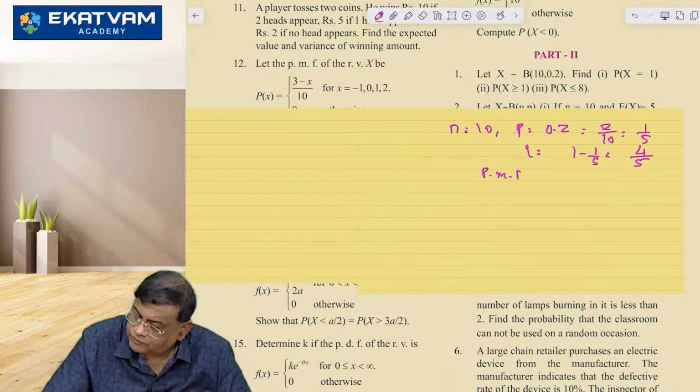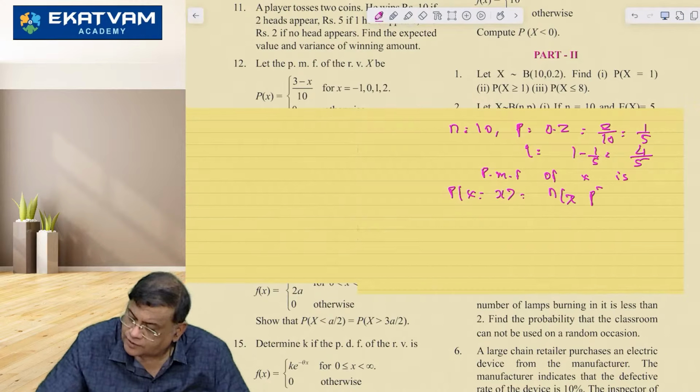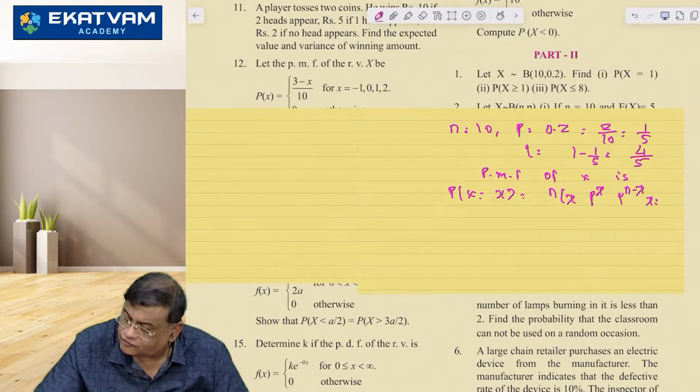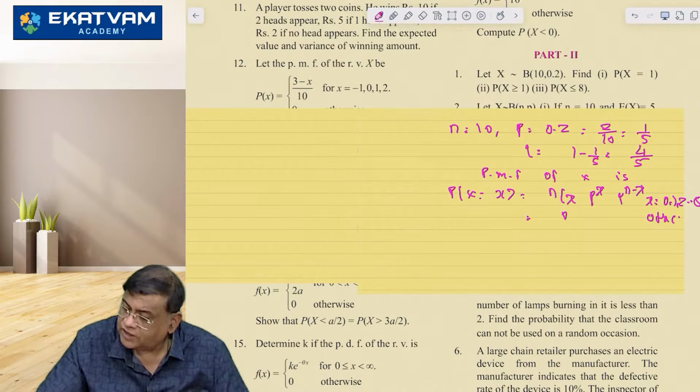द पीएमएफ ऑफ x इज probability of x is equal to x लिखो, r लिखो, कुछ भी लिखो, n c x p raised to x q raised to n minus x for x is 0 1 2 up till n and is equal to 0 otherwise. ते otherwise है, otherwise नहीं.